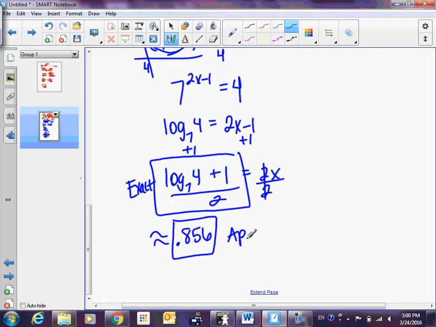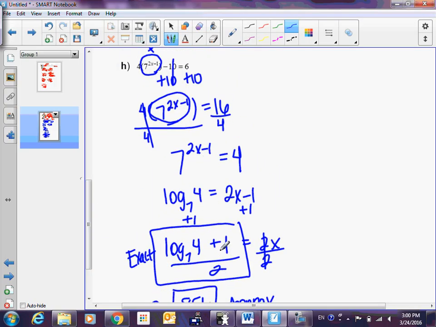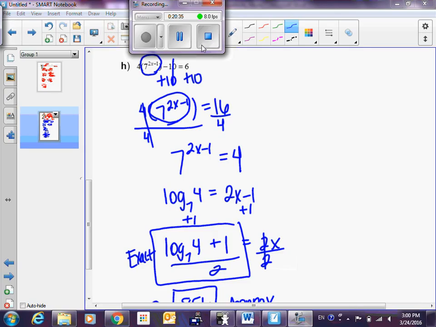So as you can see on these harder problems, if all you have to do is the approximate, you may not want to do all this algebra and then type that in. You may want to just go straight for the y1, y2.